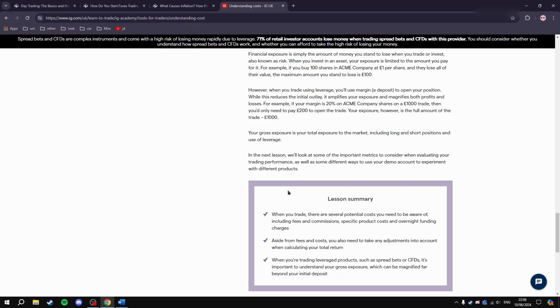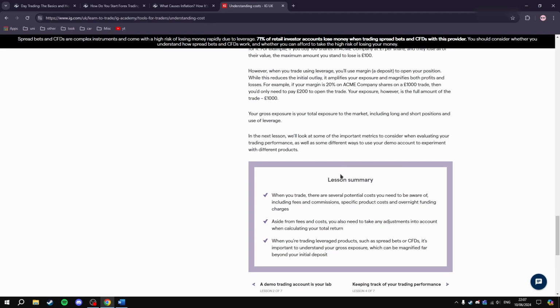When you invest in an asset, your exposure is limited to the amount you pay for it. For example, if you buy 100 shares in ACME company at £1 per share and they lose all their value, the maximum amount you stand to lose is £100. However, when you trade using leverage, you use margin deposit to open your position. While this reduces the initial outlay, it amplifies your exposure and magnifies both profits and losses.